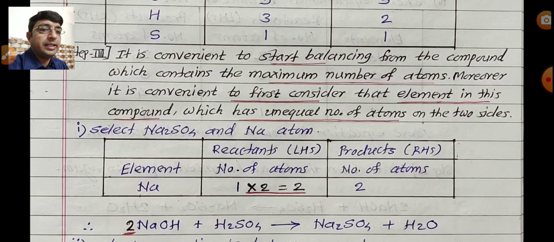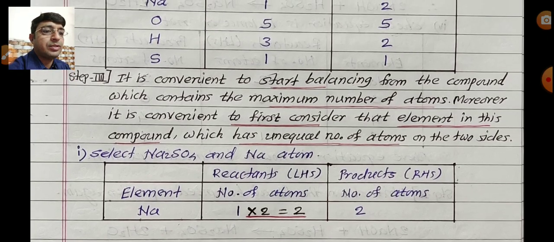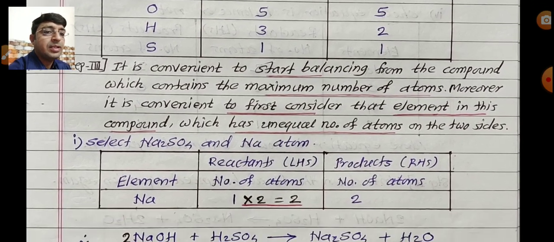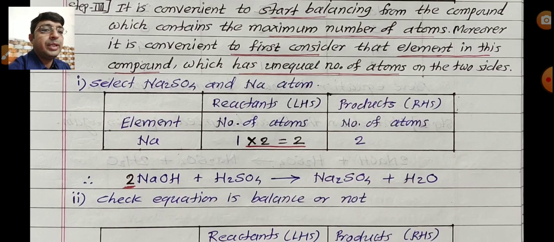So we select the Na2SO4 and the sodium atom. Element sodium: on the reactant side there is only one sodium atom, but on the right-hand side, the product side, there are 2 atoms. Check there. So how do we balance it? We multiply the sodium on the reactant side by 2. So 1 multiplied by 2 is equal to 2. So on both sides the sodium atom is balanced.